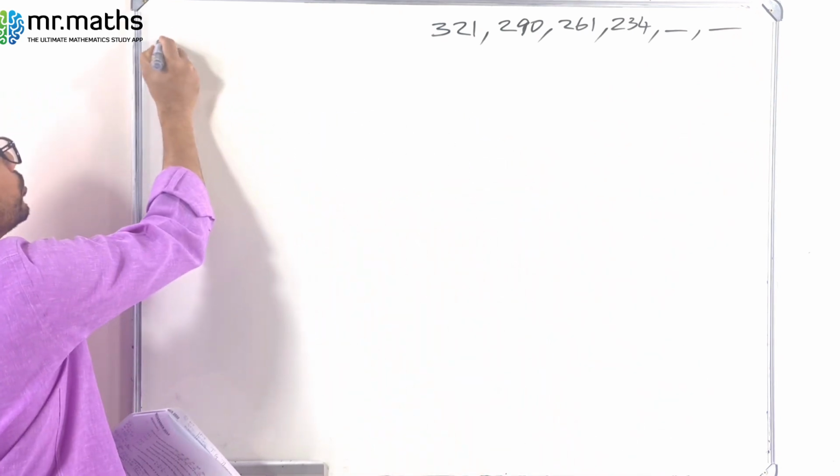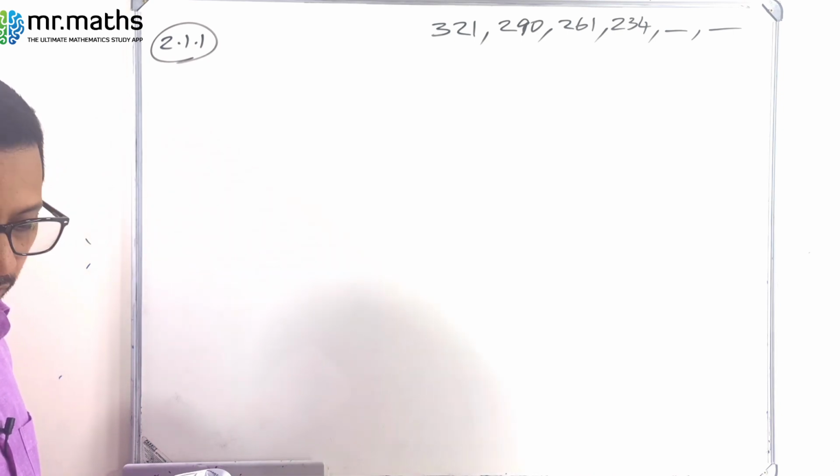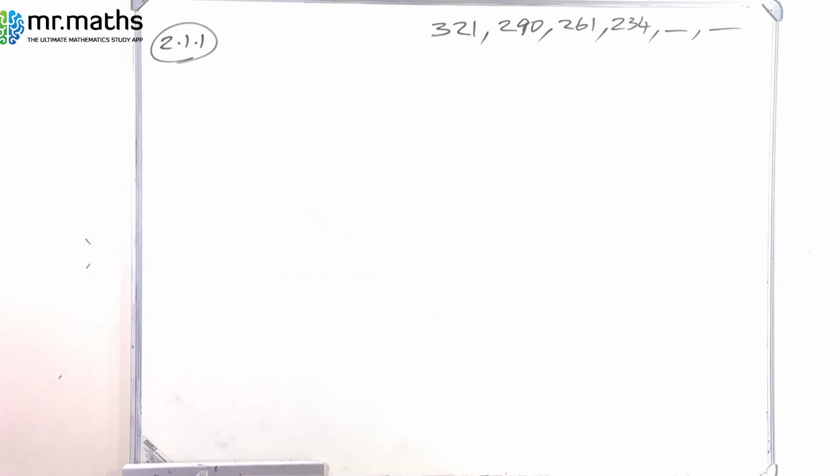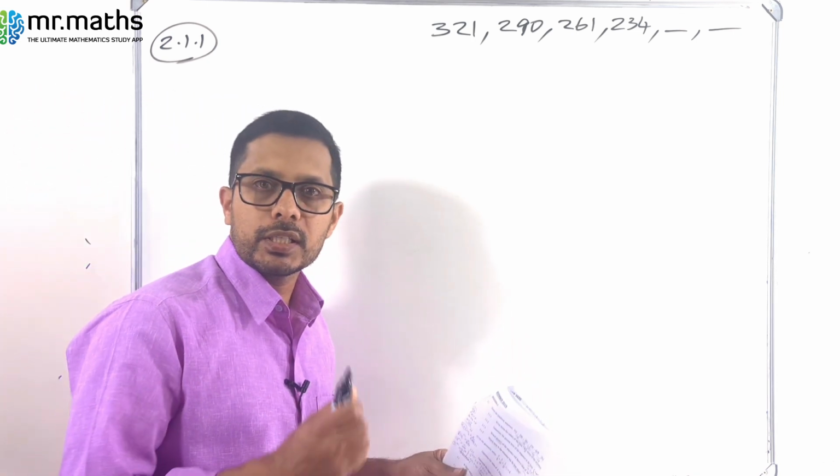2.1.1, you have to write the next two terms. So how can you find the next two terms, guys? Don't forget that it is given that this one is a quadratic sequence. So if it is a quadratic sequence, you know that the second differences are equal. Am I right?